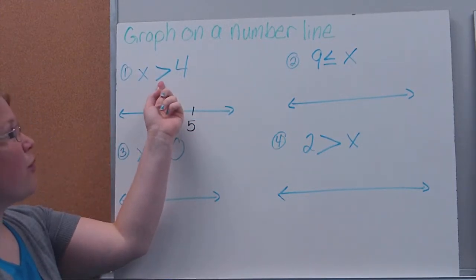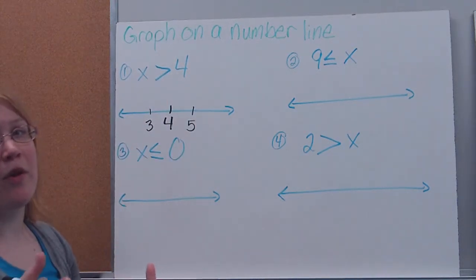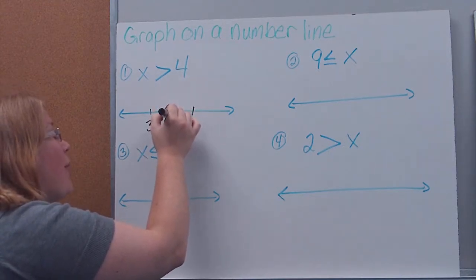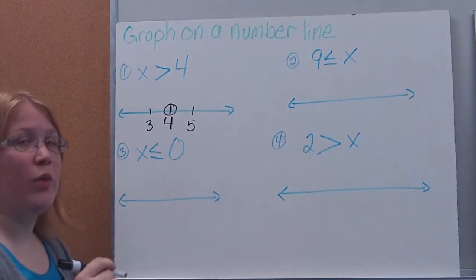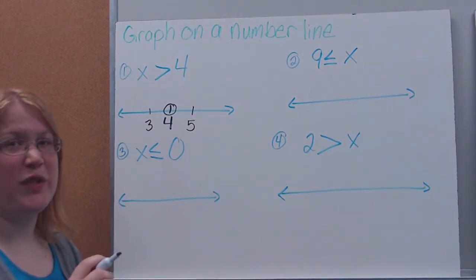X is greater than 4. It doesn't say greater than or equal to, so 4 is not part of my solution set. 4 will not make this a true statement. So I'm going to use an open circle when I mark 4 on my number line because 4 does not make this a true statement.